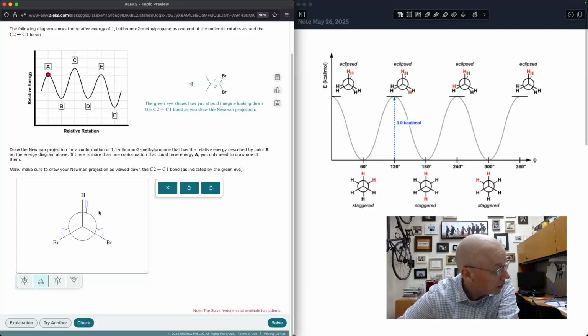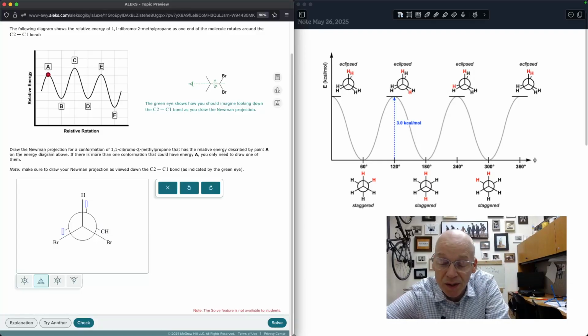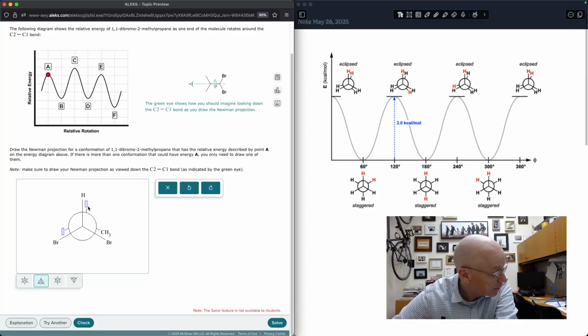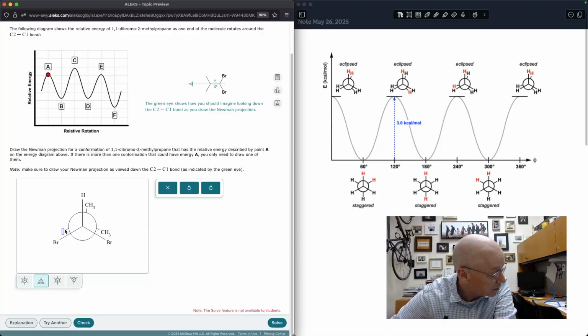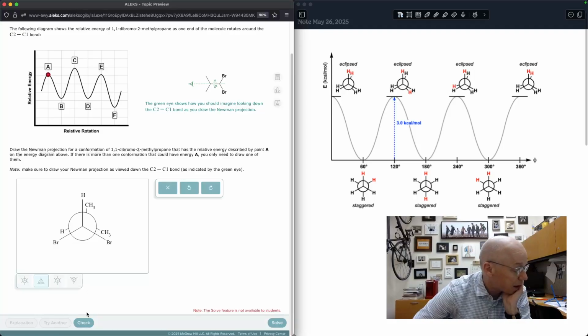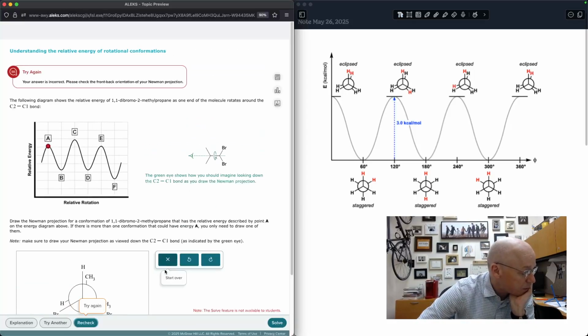Okay? And these are not both eclipsed, so this is going to be a methyl group, CH3, and CH3. And this is going to be a hydrogen. Okay? And I've done it with a model set, so I'm really confident. I'm going to click, what?